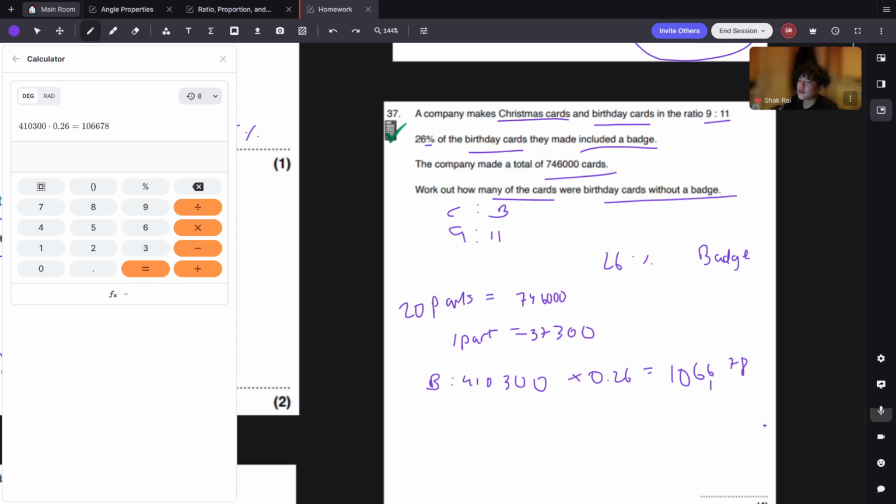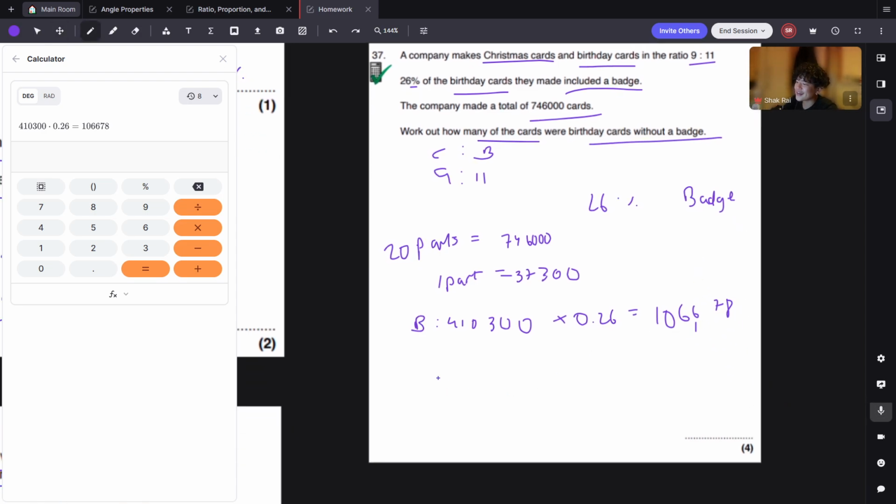So how many birthday cards were there without a badge? Oh, without a badge. Okay, never mind. So that's with badges. Without badges would be 410,300 minus 106,678.